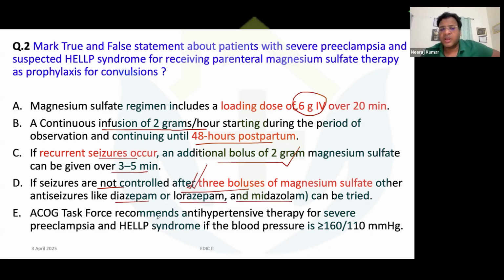And the ACOG task force recommended antihypertensive therapy for treating severe preeclampsia and HELP syndrome only if the blood pressure is more than 160 by 110. So how many options do you feel are true and false? Just mark your true and false statements, please. I have kept 7 or 8 questions, so mark it quickly. Okay, so you feel that all those options are true. Good. Anyone more who wants to attempt? At least mark it.